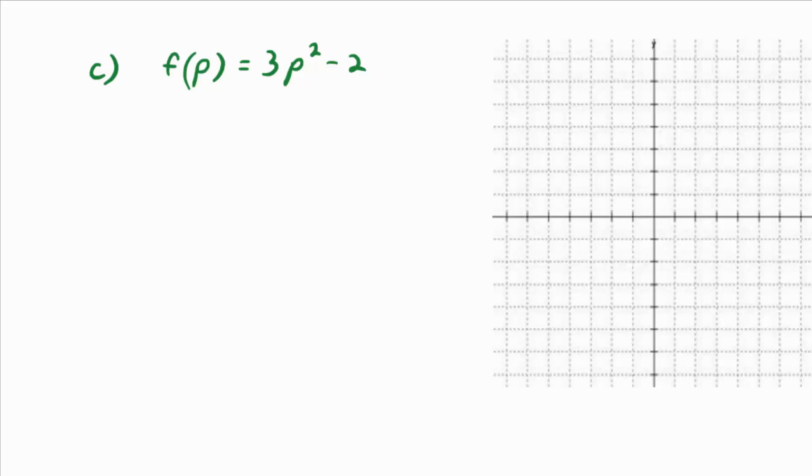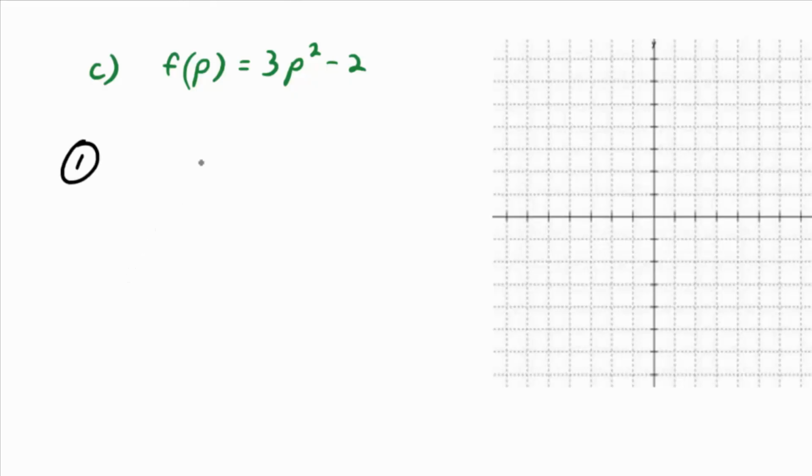For part C, f of p equals 3p squared minus 2. Uh-oh, I changed the input. What's the input here? It's p. Is that a big deal that I changed it? No, just remember the input now is p, taking the place of x, right? So what's step one? What do you do?